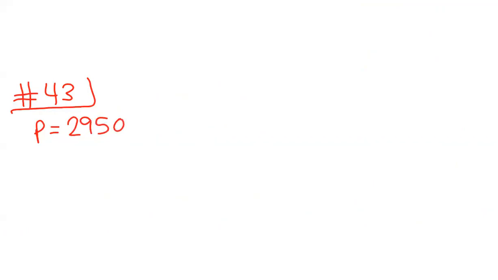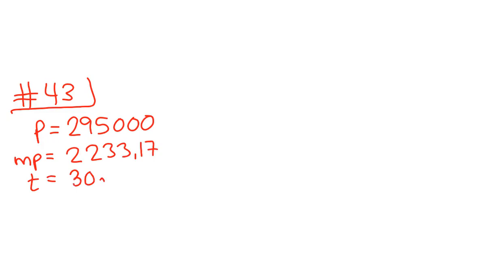Okay, so number 25, which is number 43. Suppose you buy a home and finance $295,000 at a monthly payment of $2,233.17 per month for 30 years. 30 years, how many months is that, right? The number of months in 30 years, that would be 360 months, right?